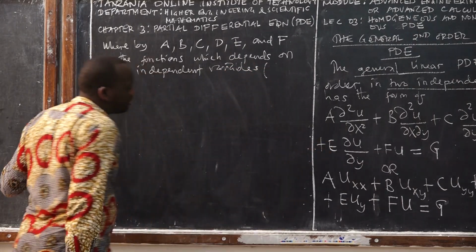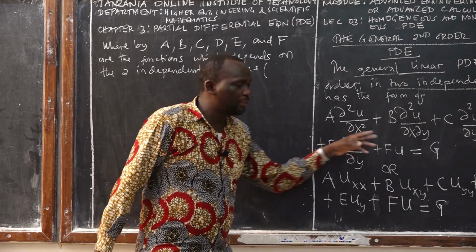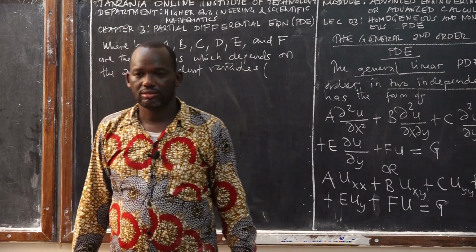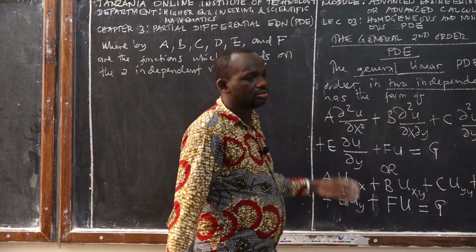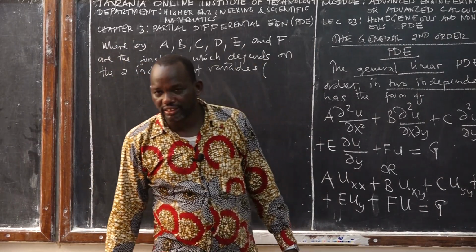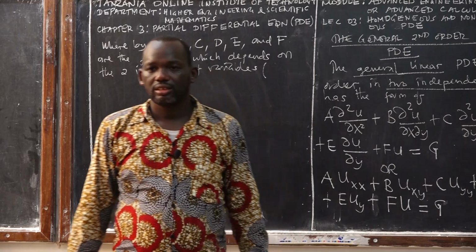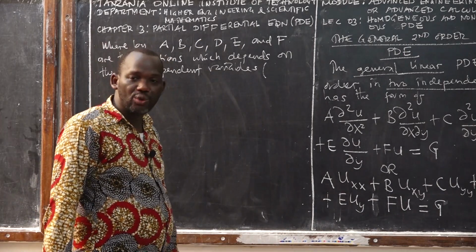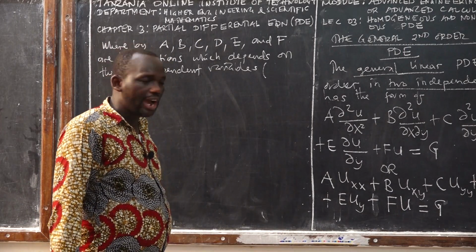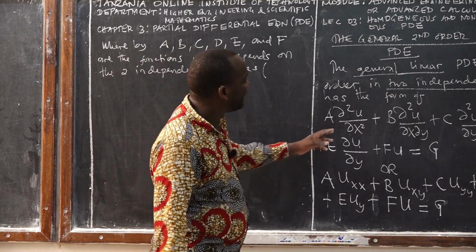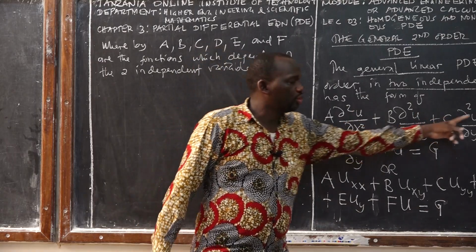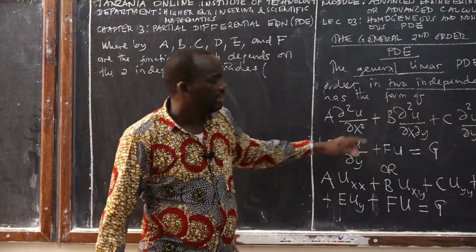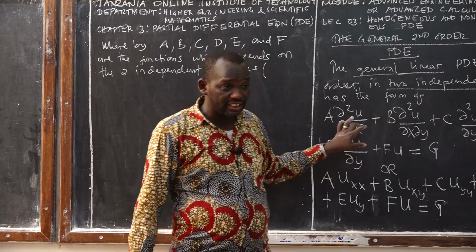From this equation, mention the independent variables in this equation, quickly. X and Y, not XY. X and Y. Very good. Then mention the dependent variable. U, the dependent.